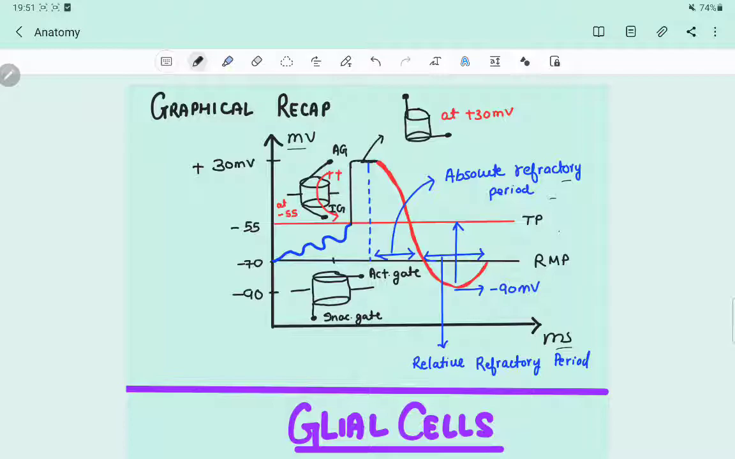This one is the activating gate of the voltage gated sodium ion channels, which was earlier closed and now starts to open, and the positively charged ions start to influx into the neuron cell membrane. And this lower gate is called the inactivating gate, which starts to close once the threshold potential is reached. At the extreme point, that is at the spike of 30 millivolts, the inactivating gate is completely closed and the activating gate is open.